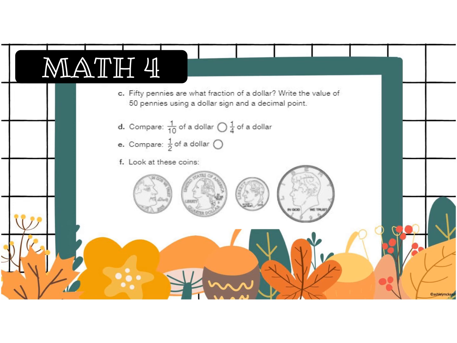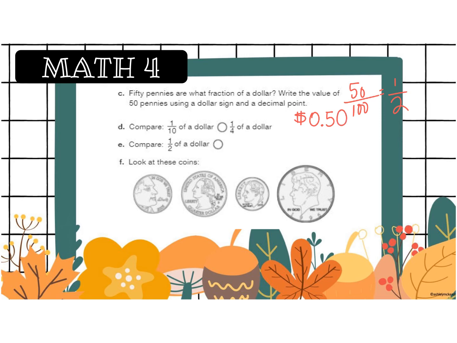Okay, 50 pennies. 50 pennies are what fraction of a dollar? 50 hundredths, which is a half. Very good. Okay, how do I write that using a dollar sign and a decimal point? Dollar sign, 0, dot, 50.